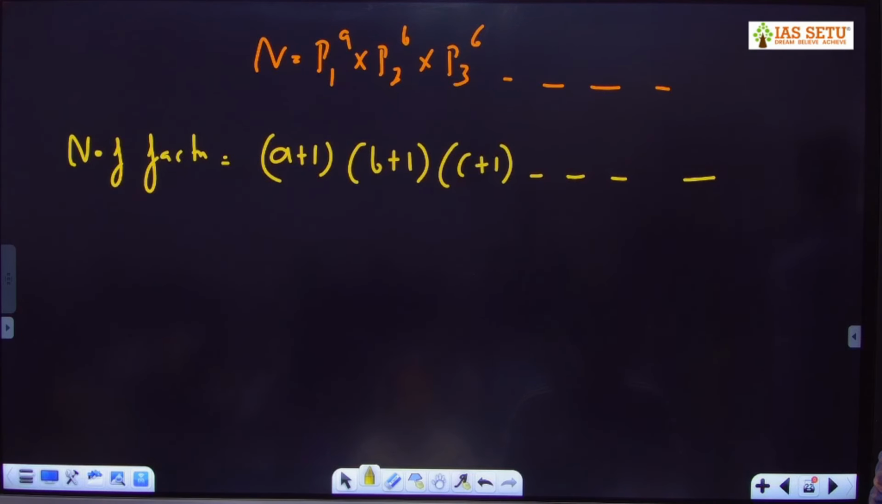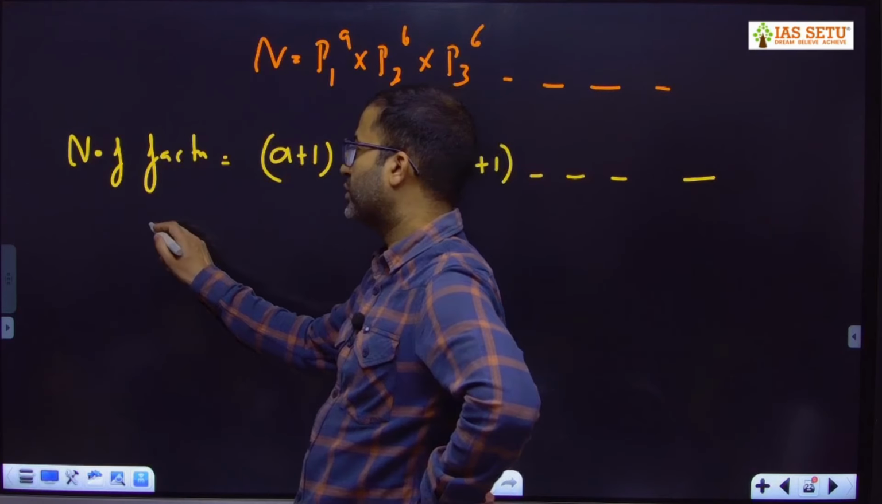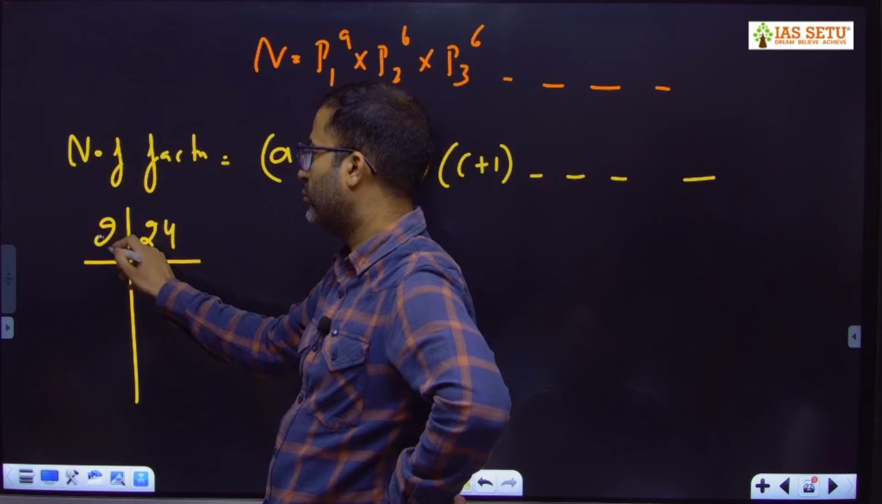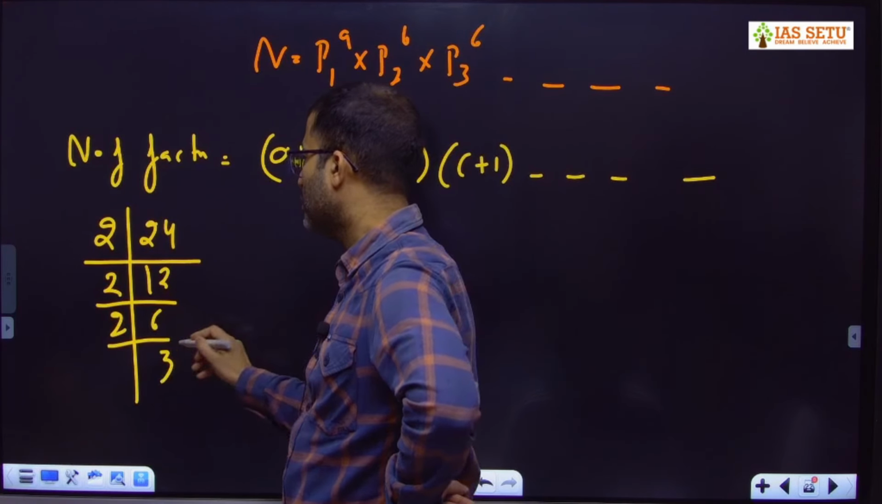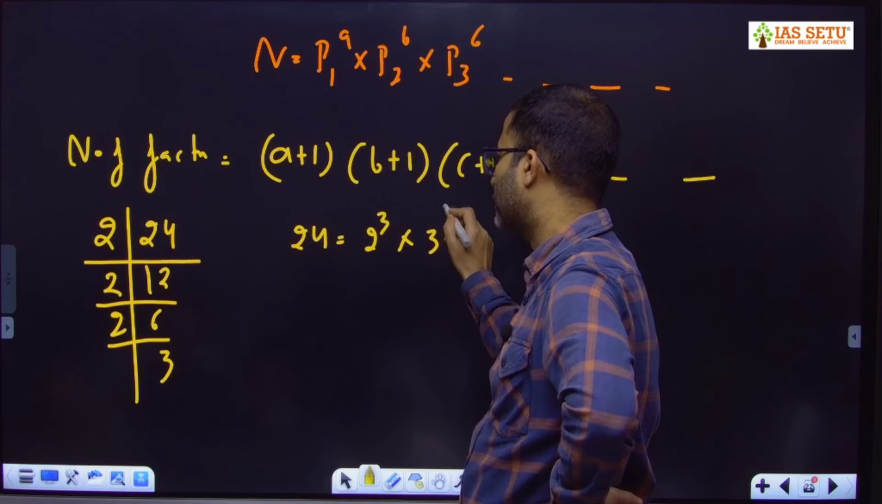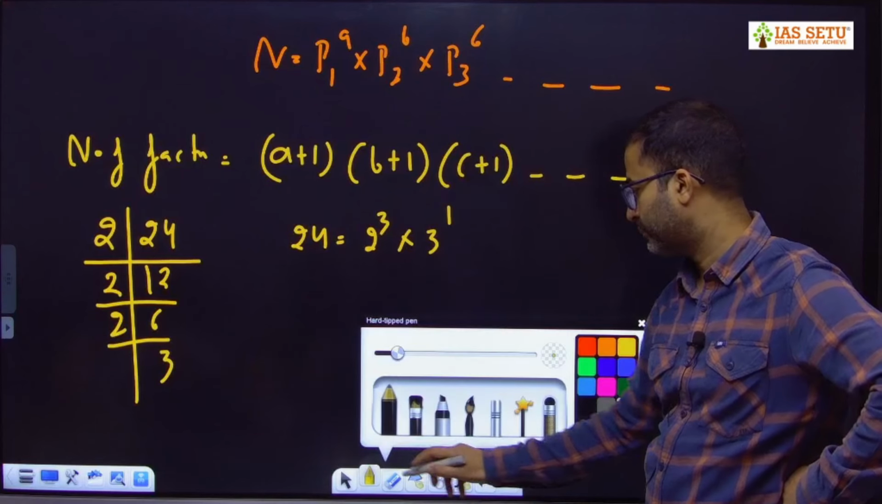I take 2, 3 examples so that all of you will be comfortable. Then I ask you 1 or 2 questions. I will solve a question for you. Like my first question is 24. Step number 1, we convert in prime form: 2 common 12, 2 common 6, 2 common 3. So here 24 is 2 to the power 3 into 3 to the power 1. This is the prime form of 24.